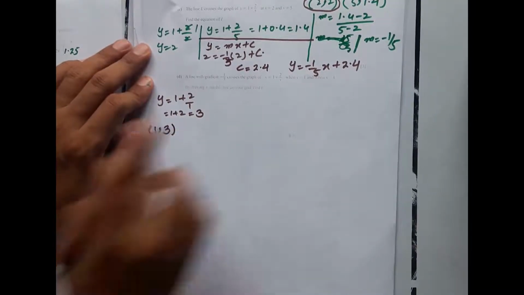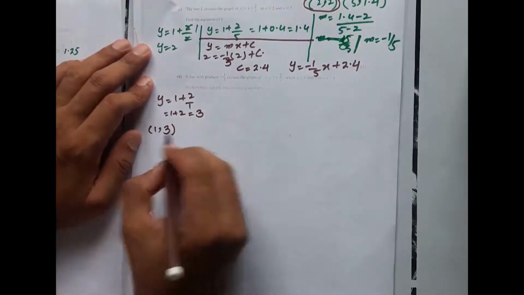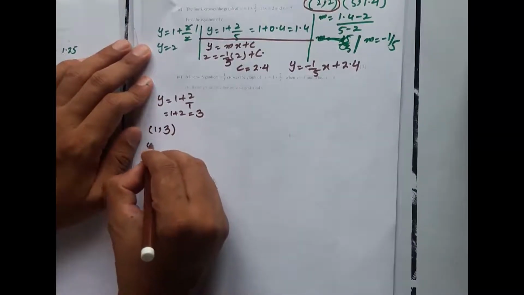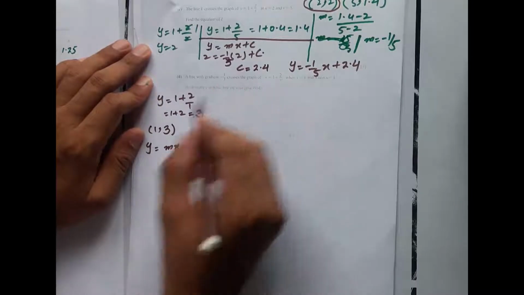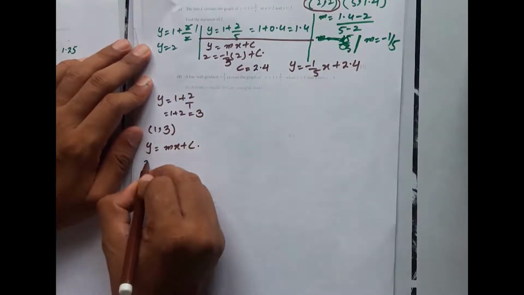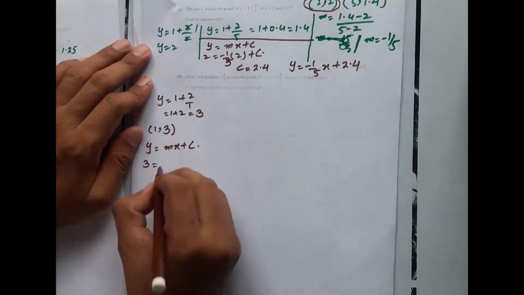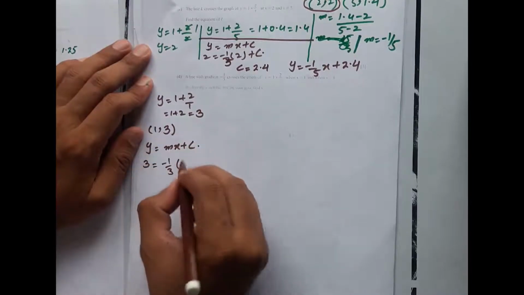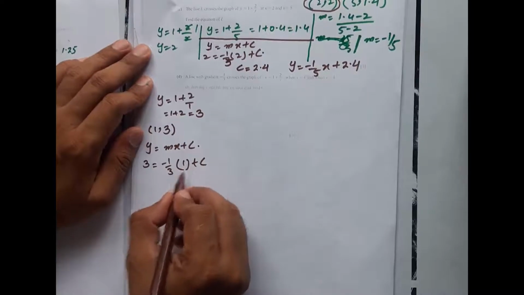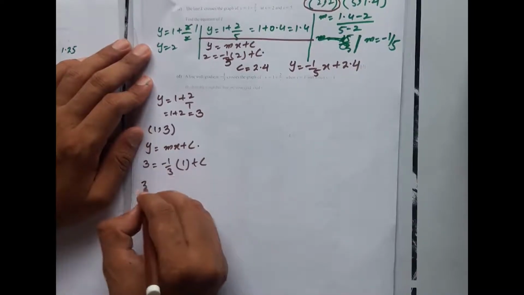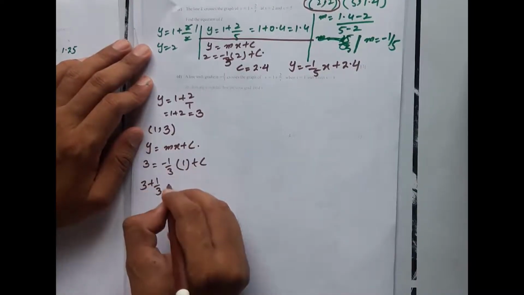Now the line's gradient is minus 1 over 3, so we can find the equation y = mx + c. We will use these coordinates: y is equal to 3, m is minus 1 over 3 already given, and x is 1, plus c. So we multiply minus 1 over 3 into 1, which is minus 1 over 3. We shift it to the other side, and this becomes positive 1 over 3 is equal to c.